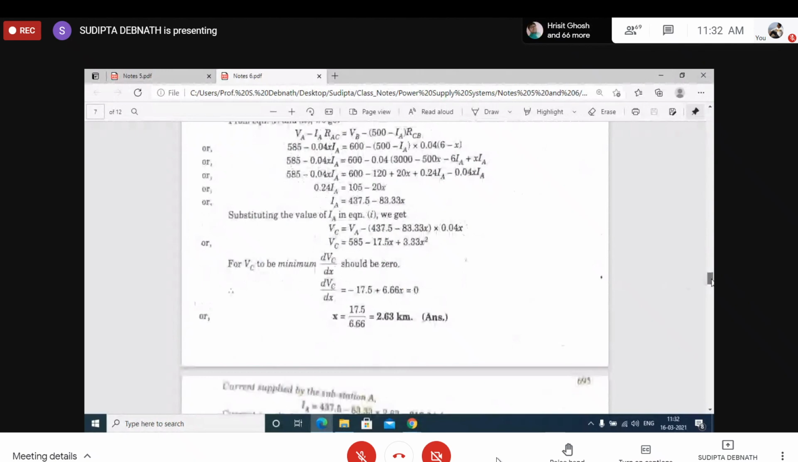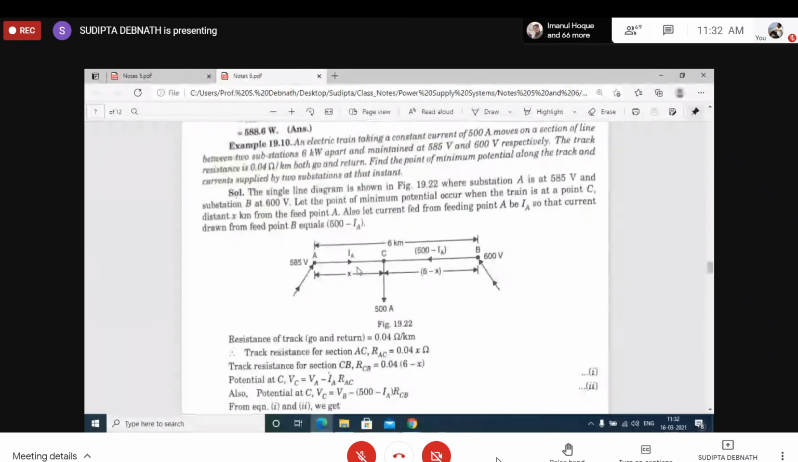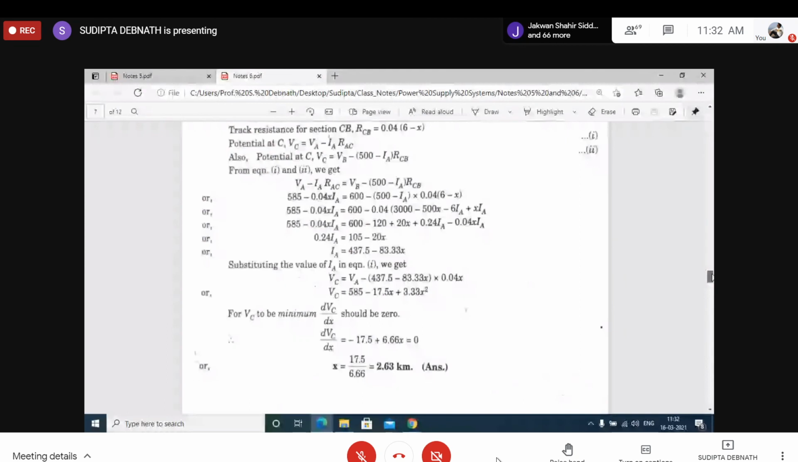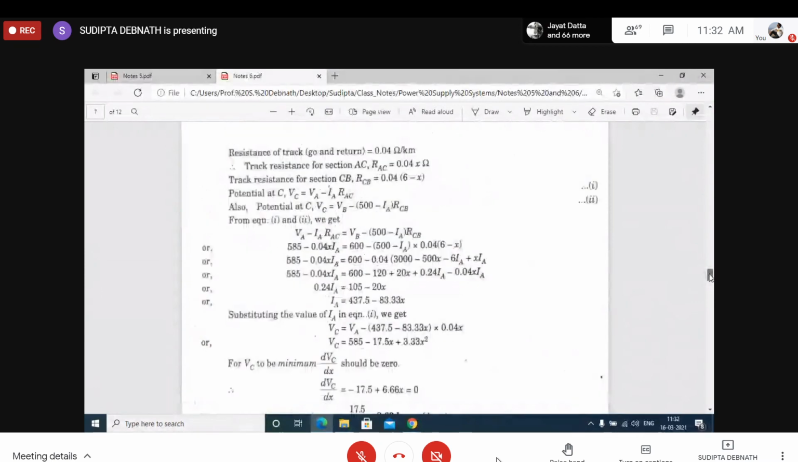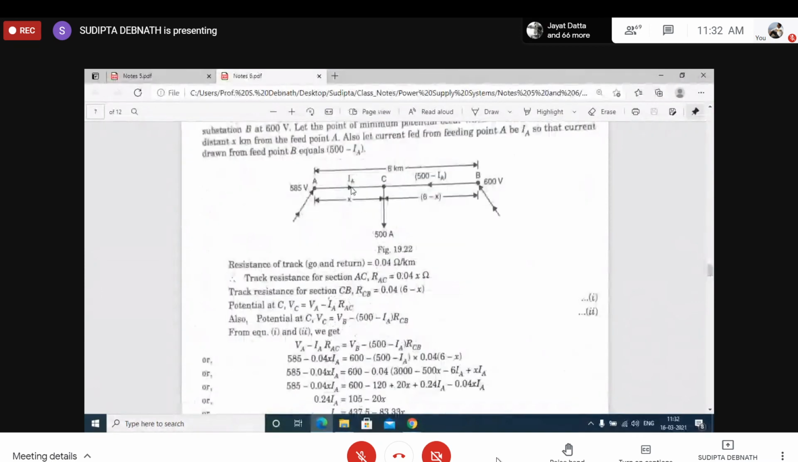What is the question? Current supplied by the two substations. As soon as you know x, you can find out IA in terms of x, and the current supplied by the other end will be 500 minus IA. Now, if these two voltages were maintained at equal potentials, then you should have equated this drop equal to this drop, isn't it? But these are different.